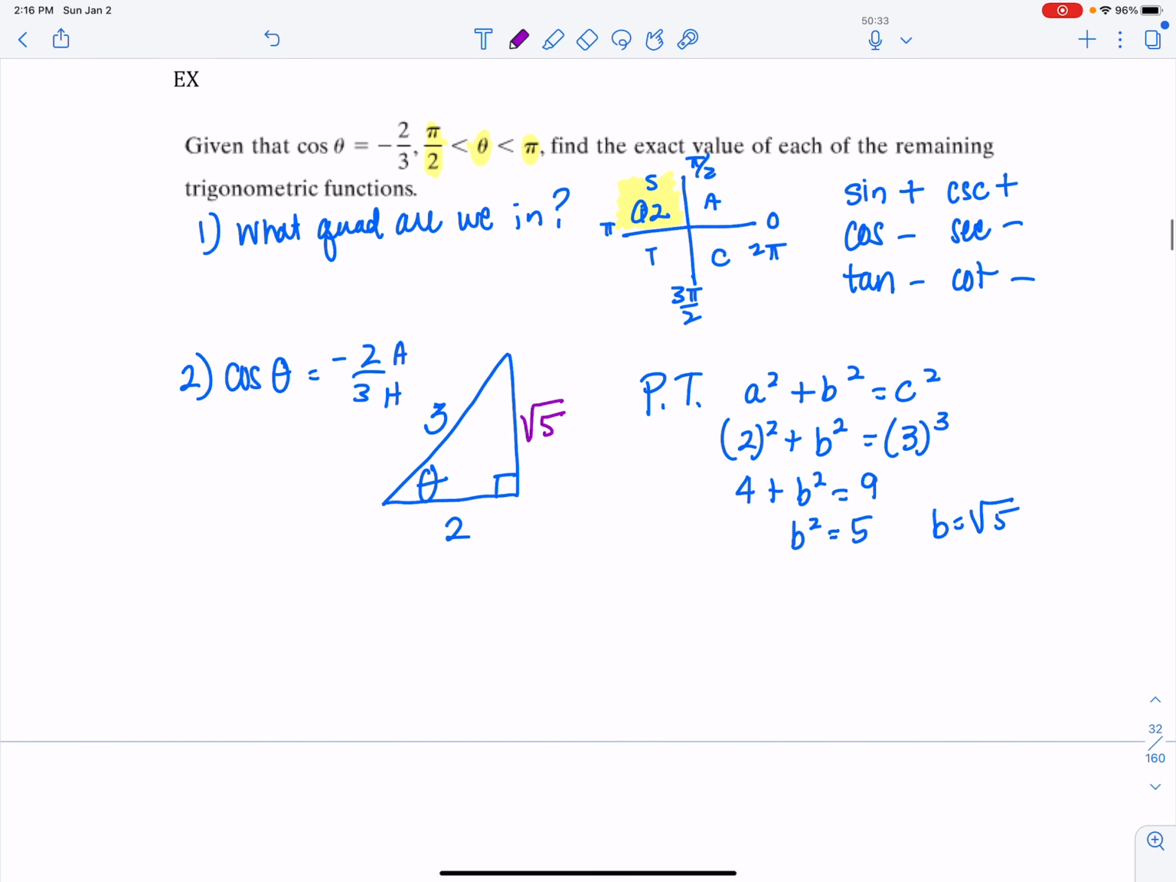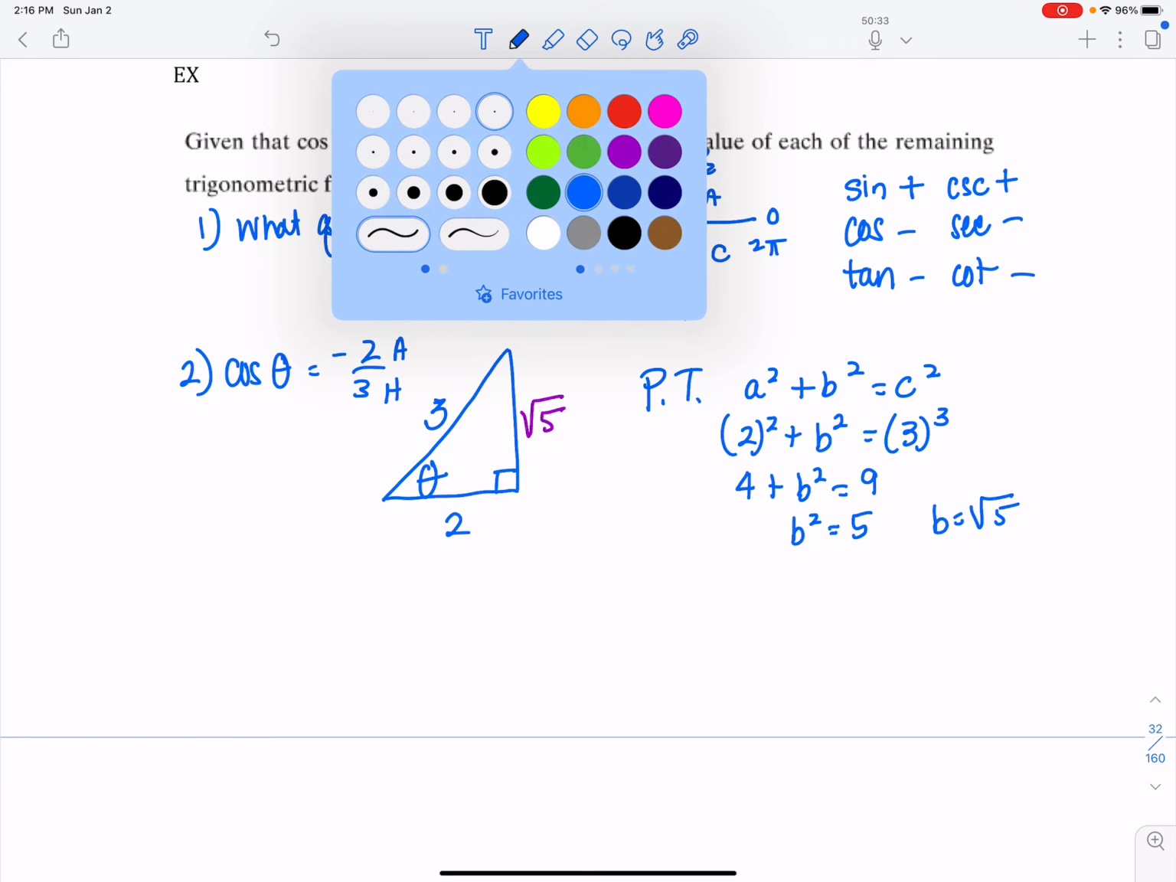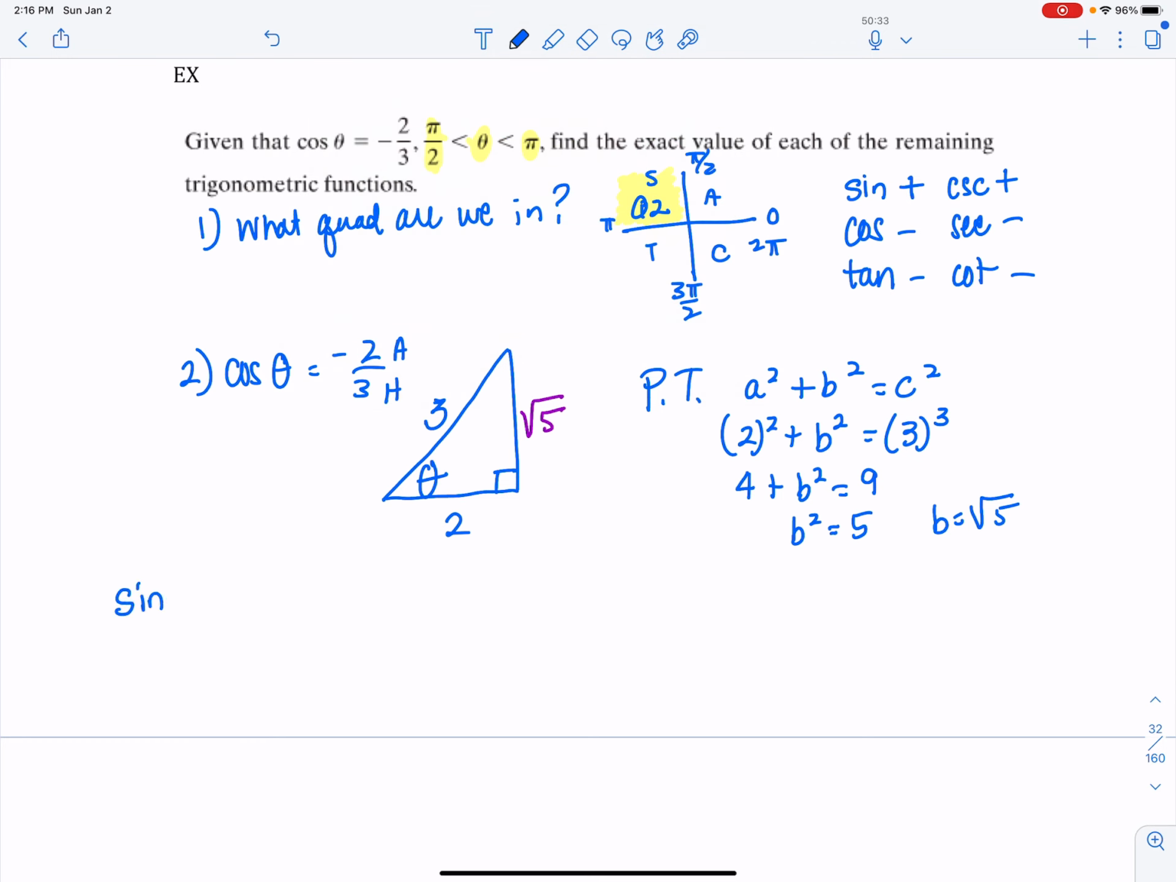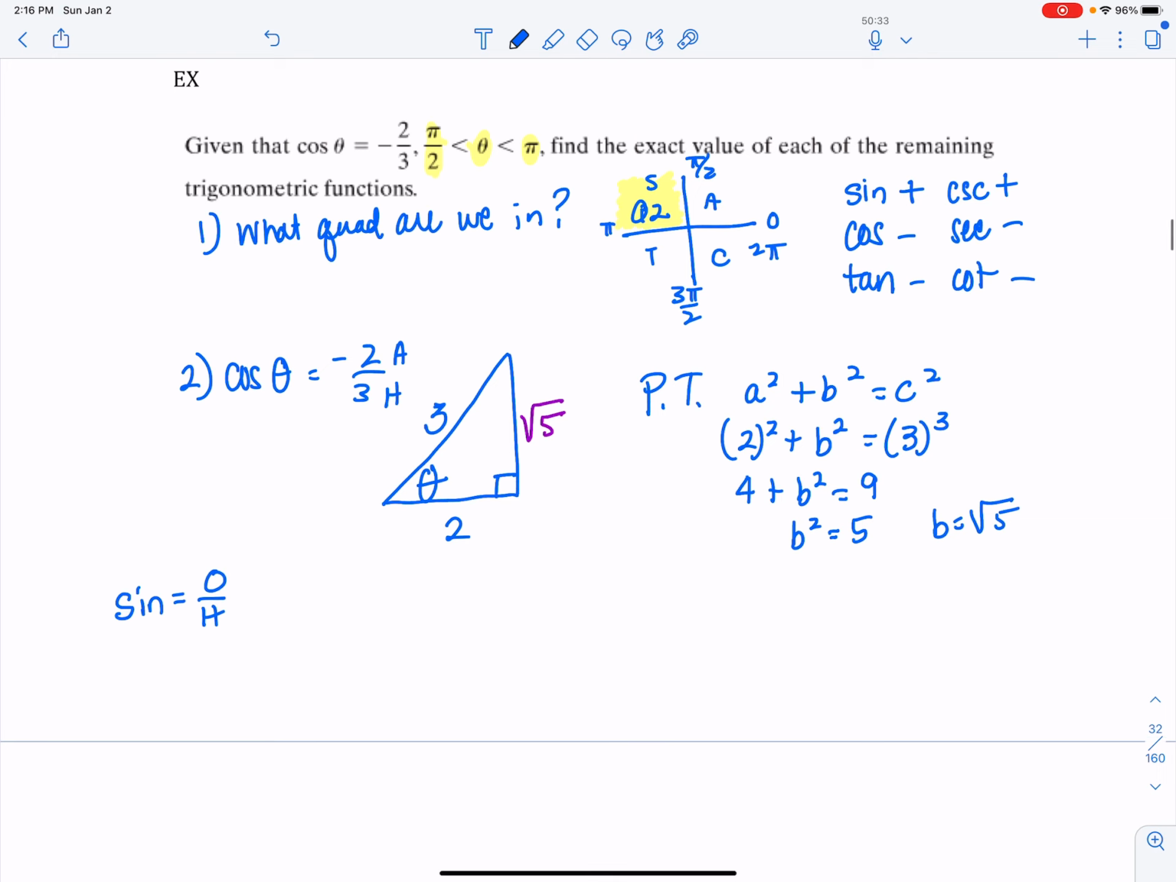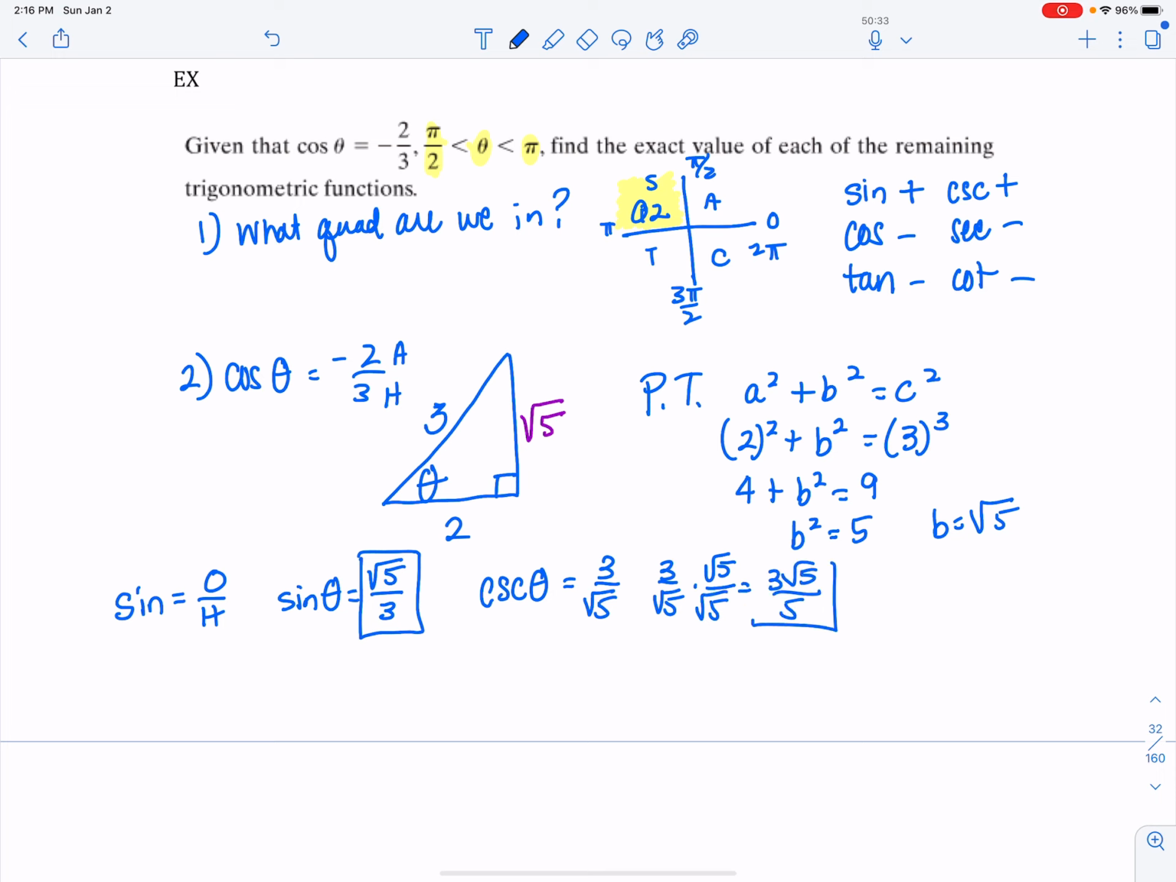Okay, so now that I have that information, I'm going to go ahead and get the rest of the 6 trig functions. So let's do sine first. So remember, sine is opposite over hypotenuse. So sine theta is going to be opposite, which is square root of 5, over the hypotenuse, which is 3. Remember, it's positive because I am in quadrant 2. Cosecant, which is a reciprocal function of sine, is going to be 3 over radical 5. I have to rationalize this, so I multiply everything by radical 5, numerator and denominator, and I get 3 radical 5 over 5. It's also positive because I'm in quadrant 2.